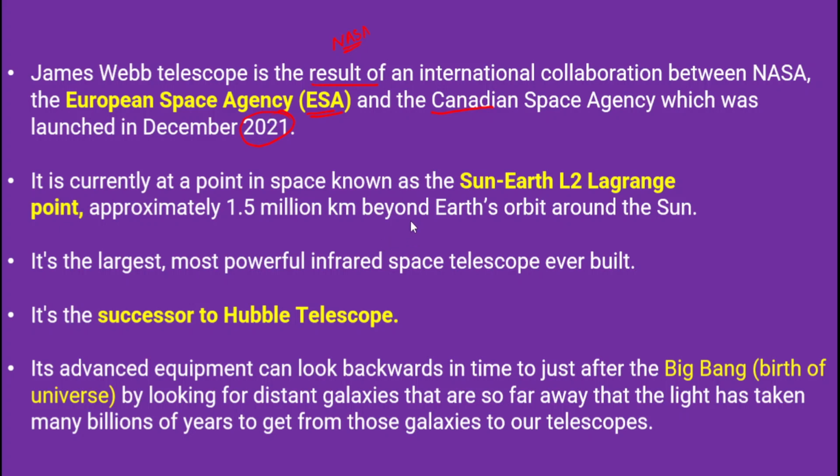Now the James Webb Space Telescope is currently at a point in space known as Sun-Earth Lagrange Point 2. Okay, so L2 point or Lagrange point 2. So it is approximately 1.5 million kilometers beyond Earth's orbit around the Sun. It is the largest and most powerful infrared space telescope ever built by the human race.